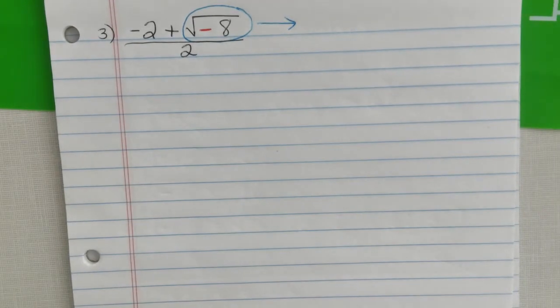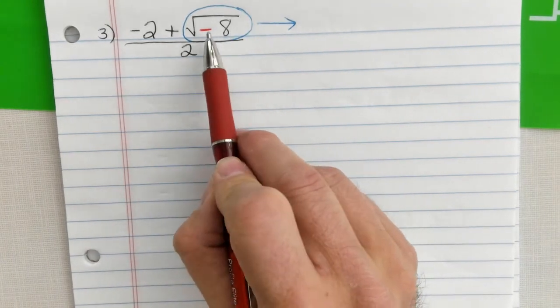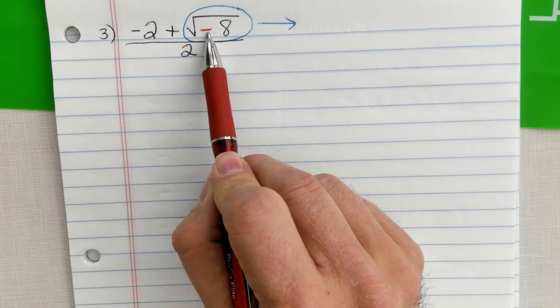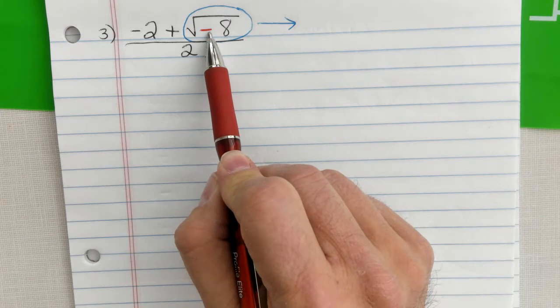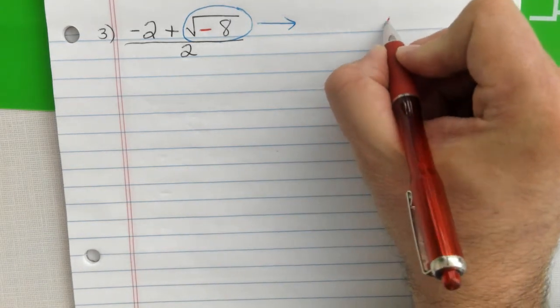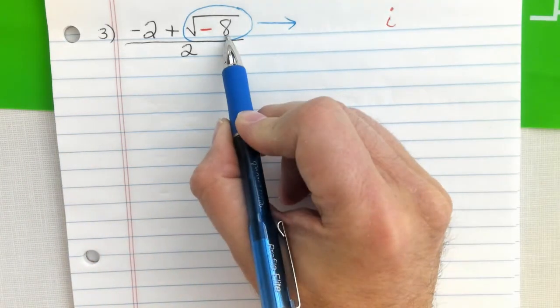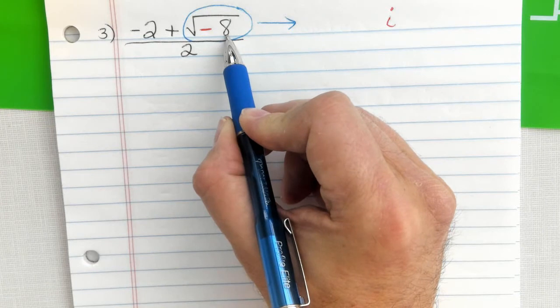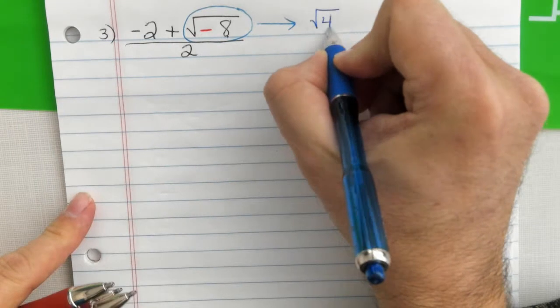Now, negative 8 is not a perfect square. So to simplify the square root, the first thing I'm going to do is ask myself, is there going to be an I here? Yes, because of this red negative under the square root, there'll be a red I. I'm just going to go ahead and stick it right there. Now, square root of 8. What perfect square divides evenly into 8? Yeah, 4 times 2. That's not too difficult.